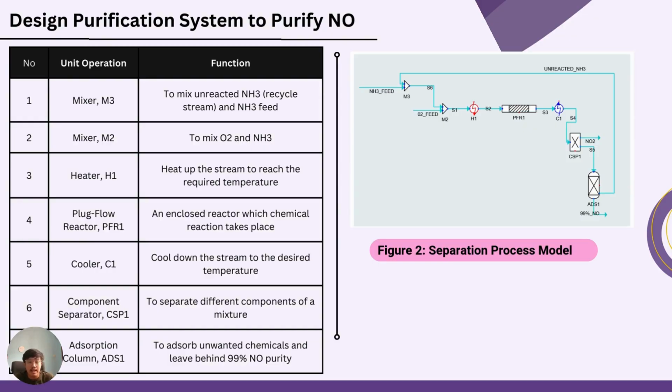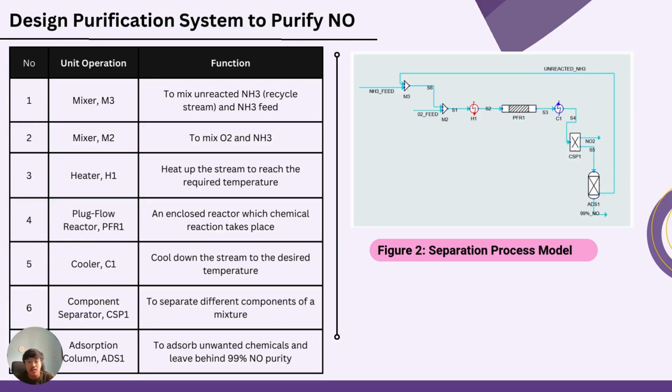Next, the stream is directed to a heater, H1, where it is preheated to around 750 degrees Celsius. This high temperature is essential for initiating the catalytic reaction in the next stage. After heating, the stream enters a plug flow reactor, PF1. Here, ammonia reacts with oxygen over a platinum-rhodium catalyst to form nitric oxide and water vapor.